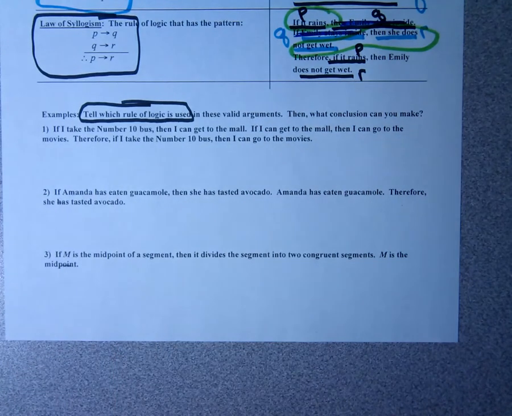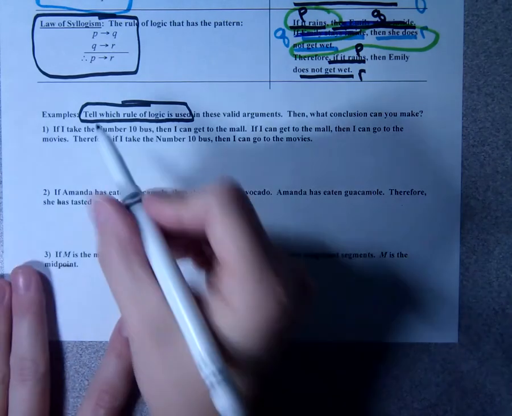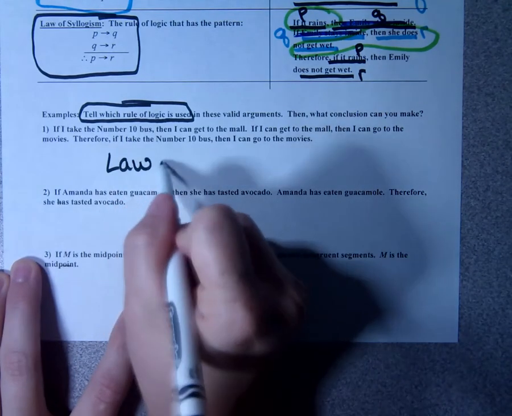Number 1 says, if I take the number 10 bus, then I can get to the mall. If I can get to the mall, then I can go to the movies. Therefore, if I take the number 10 bus, then I can go to the movies. Does it make sense when you read it? Yes. Because I know if I take the number 10 bus, I can go to the mall. And if I can go to the mall, then I can go to the movies. So that means if I do the first thing, which is take the number 10 bus, then I can do the last thing, which is go to the movies. Which rule of logic is this? Yes, this is the law of syllogism.